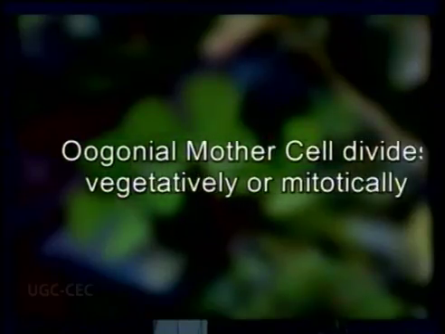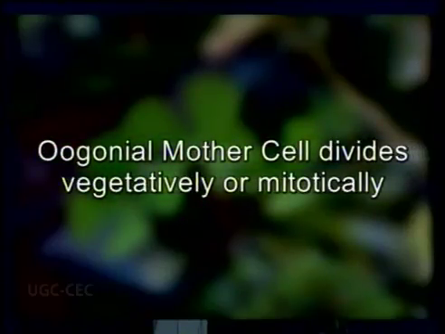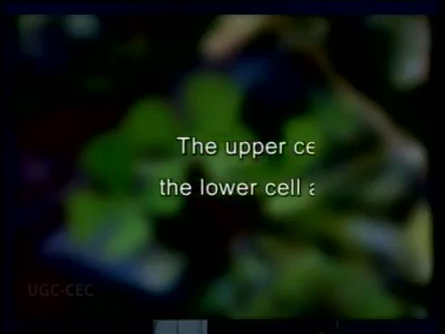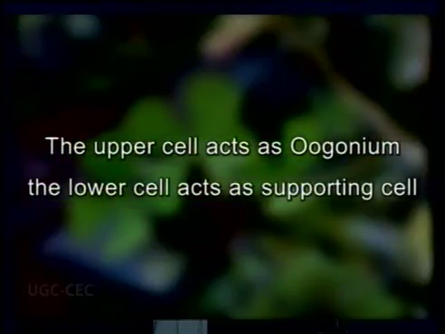Oogonia are highly differentiated female gametangia. The oogonium develops from the actively dividing or actively growing cap cell, and this growing cap cell acts as the oogonial mother cell. This oogonial mother cell divides vegetatively or mitotically into two cells. The upper daughter cell, having more cytoplasm and a larger nucleus, acts as the oogonium, and the lower cell acts as the suffultory cell or supporting cell.